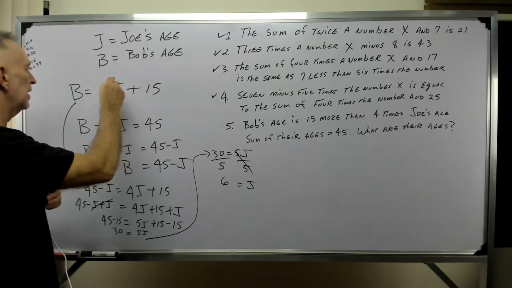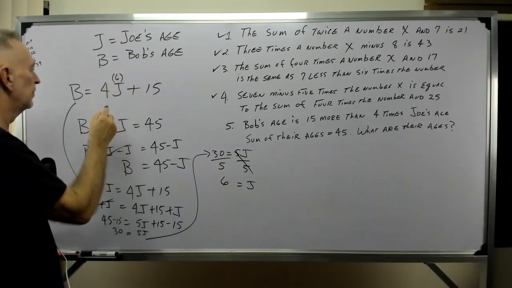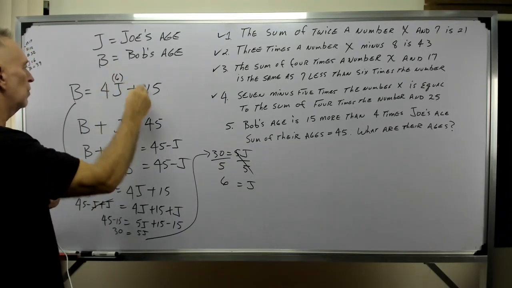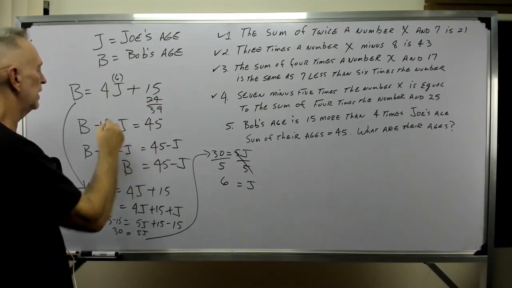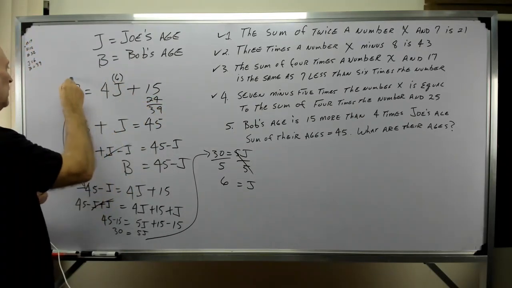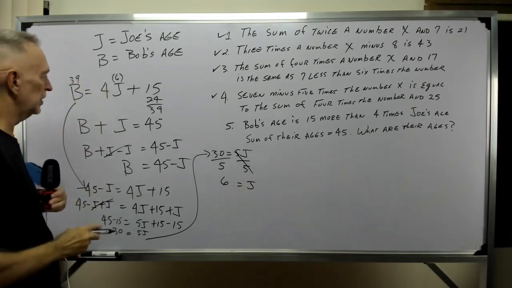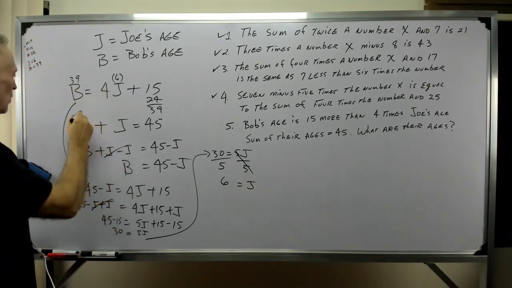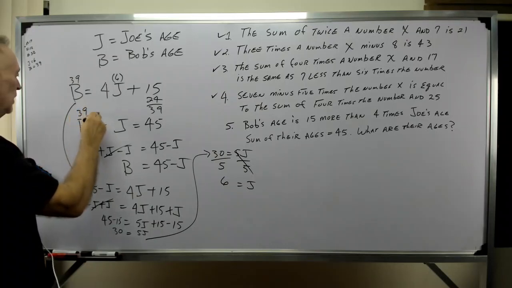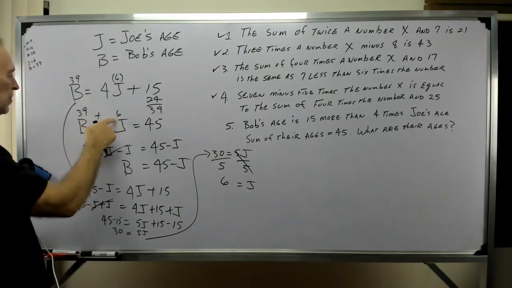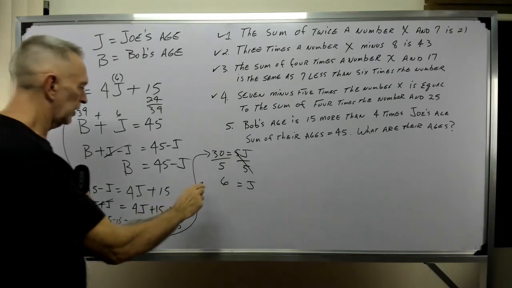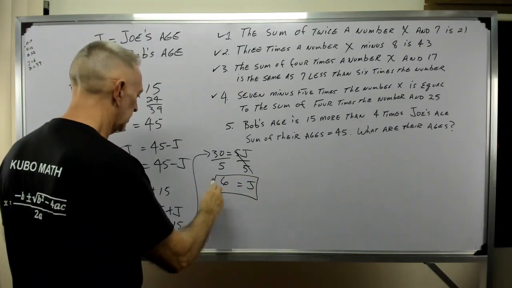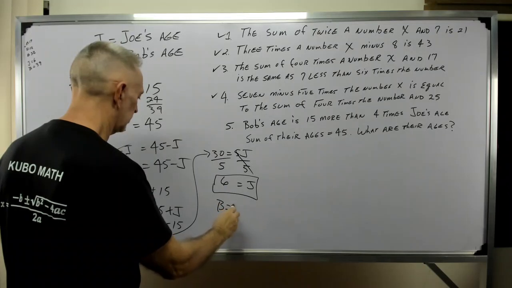So let's go back, plug in a 6. 4 times 6 is 24. 24 plus 15, 9, 39. So Bob is 39, Joe is 6. 39 plus 6 is in fact 45. So Joe equals 6 is the solution, and Bob equals 39.